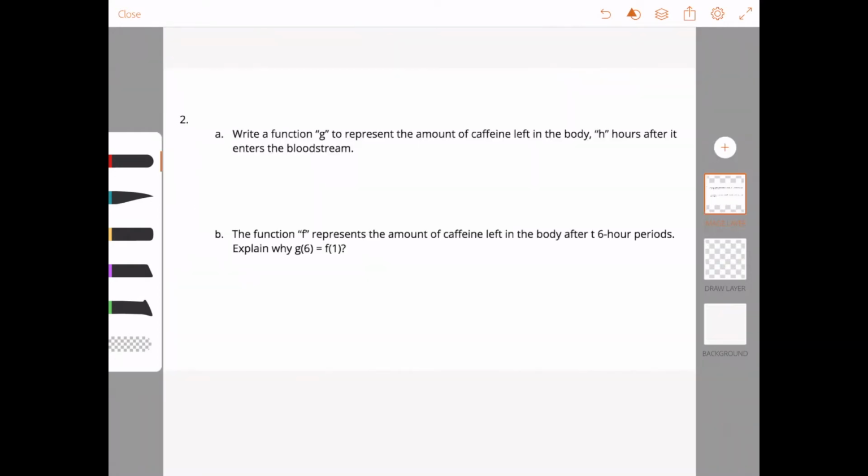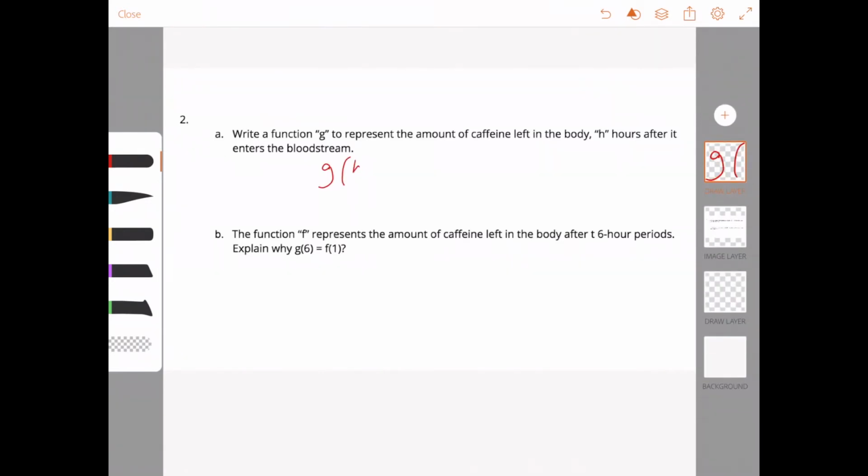Now question number 2 is asking us to write a function g that represents the amount of caffeine left in the body h hours after it enters the bloodstream. So we're going to say g of h, right? So we're always going to have our time variable in the parentheses there.